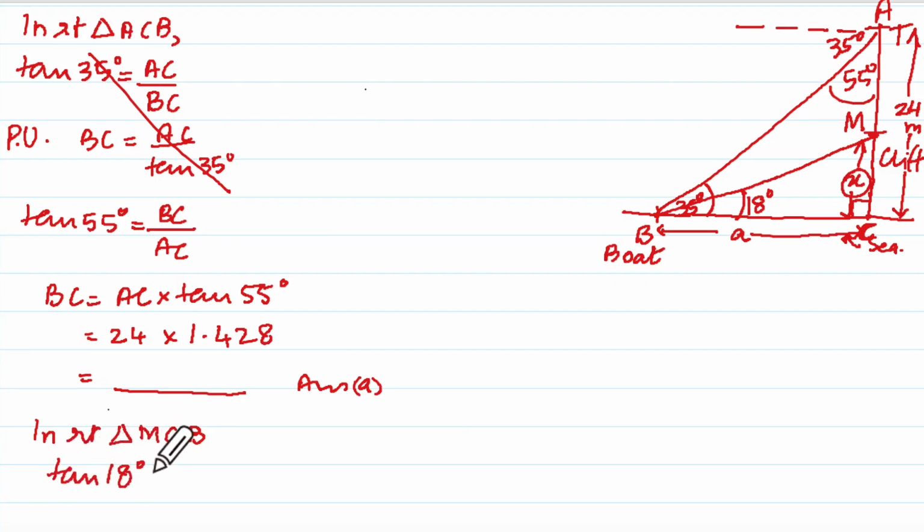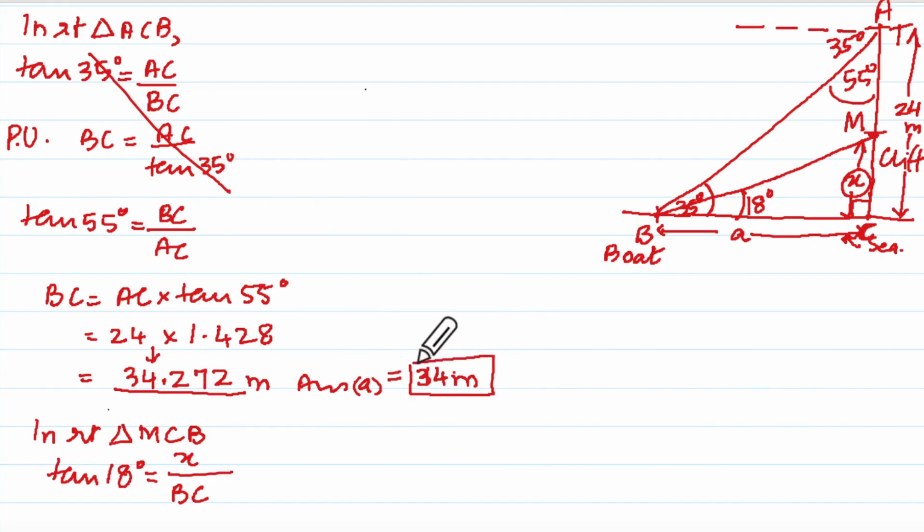Tan 18 degrees. How much is tan 18 degrees? x upon BC. Answer A will be 34.272 meters. Did they say round off to the nearest meter or something? Yes, ma'am. Okay, so you round off to this. So this will be equal to 34 meters, and that is your answer A.